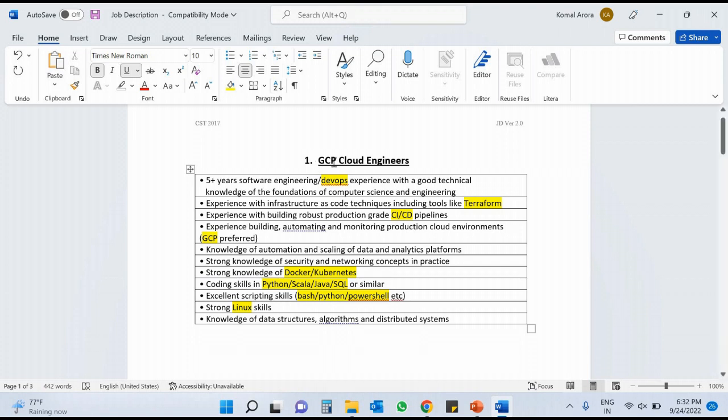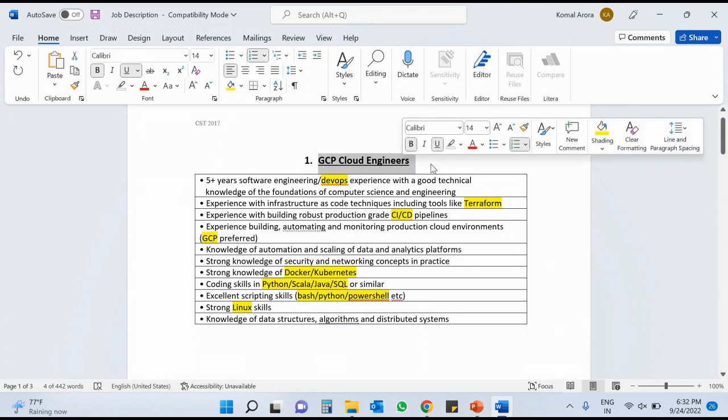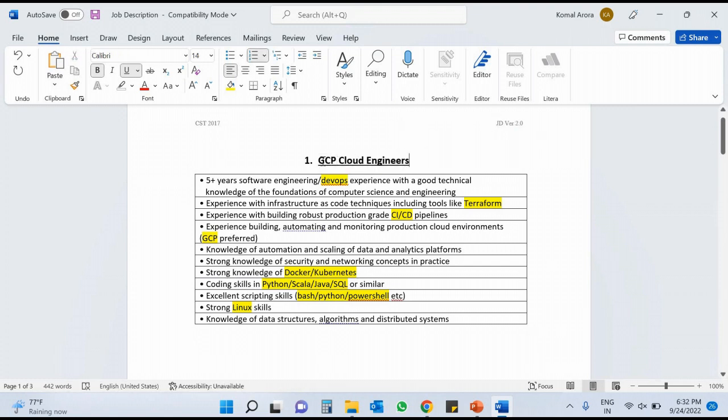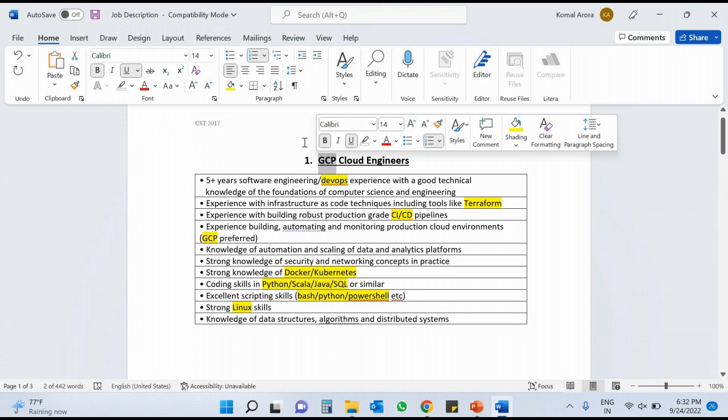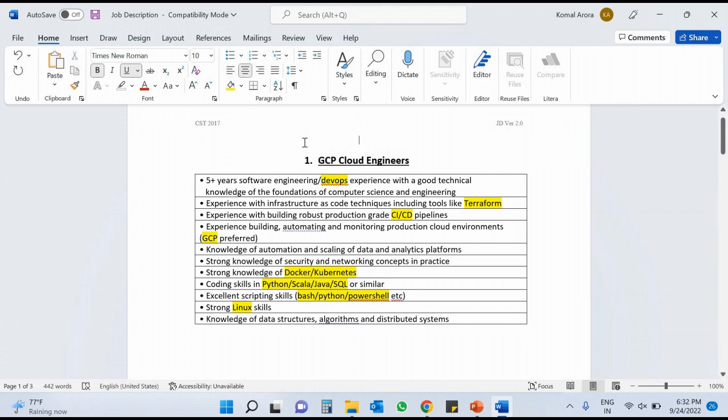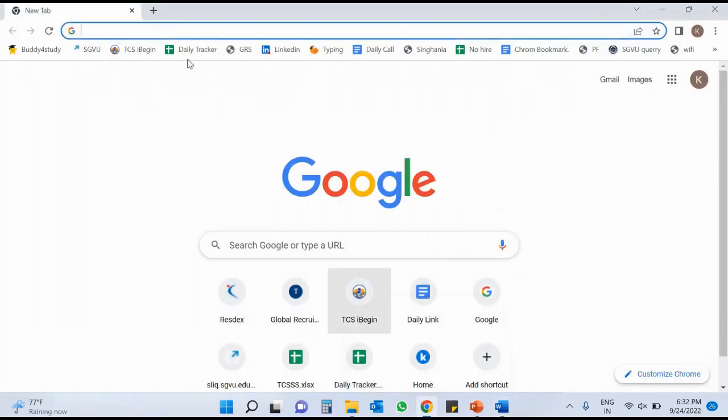Suppose that I am working on the GCP cloud engineer requirement, but I am not aware of this cloud GCP, like what is the full form of GCP, or what exactly the responsibility of GCP is. Sometimes when we search on Google, we directly get the important technology used in the given requirement. So here, first let us search GCP. I just have to look at the overview.